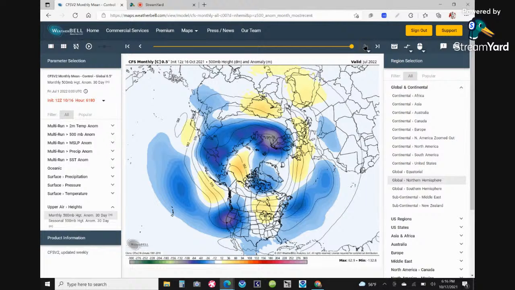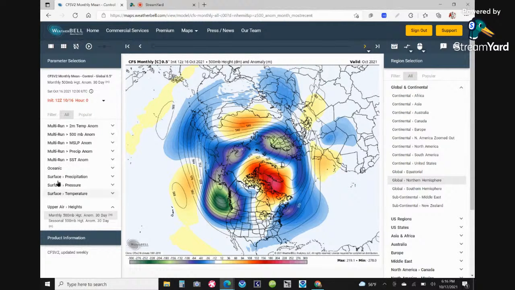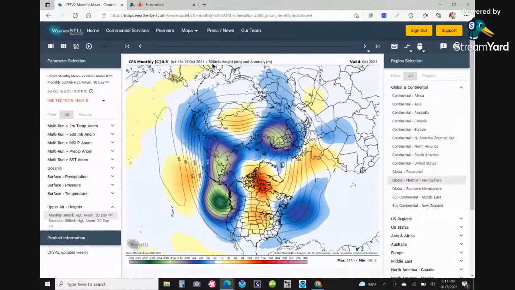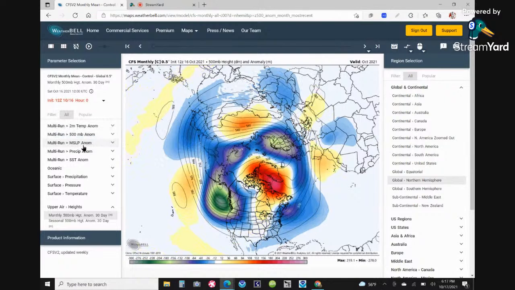So June, July. Okay, we're back to the next run. So here's the 18Z run from yesterday. So here's October. And we'll just do quick. So here's October from the 18Z run yesterday, and here's October from the 12Z run. So you see the difference here.